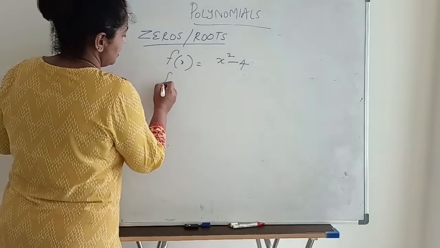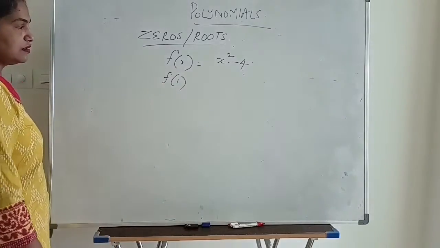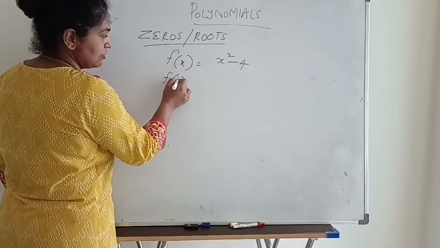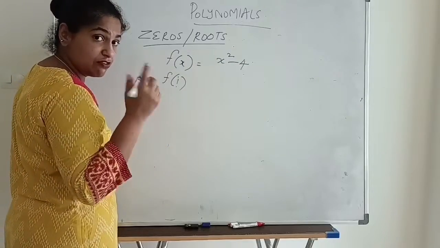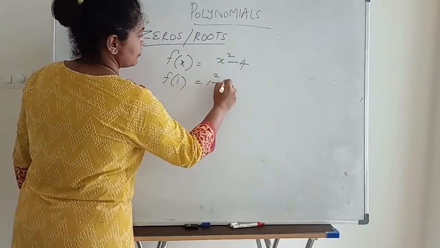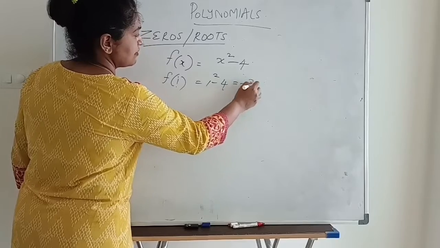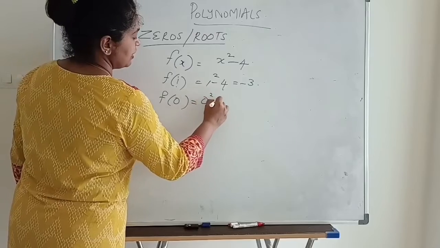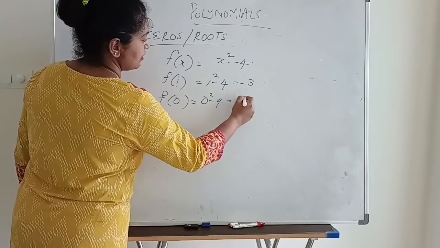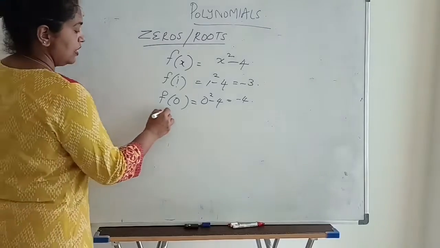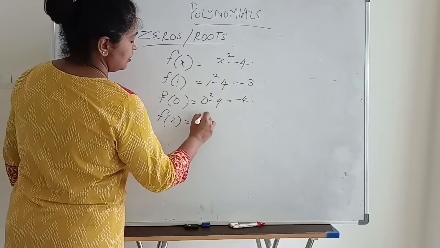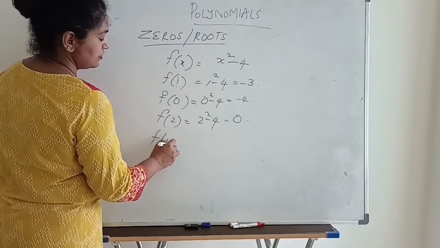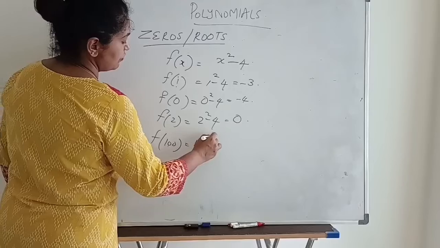Now, f of 1 here, f of x is x square minus 4. So in place of x I have written 1. So in the polynomial also, in place of x I have to put 1. 1 square minus 4. That is 1 minus 4, it's a minus. f of 0. 0 square minus 4, it is a minus. f of 2. 2 square minus 4, 0. f of 100. 100 square minus 4.